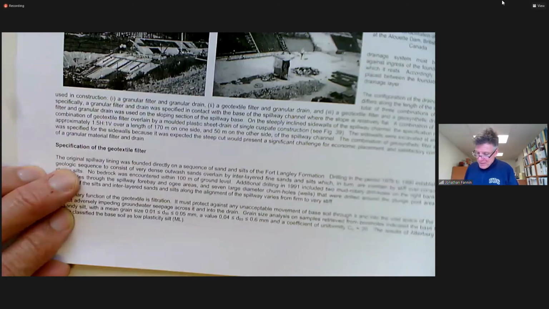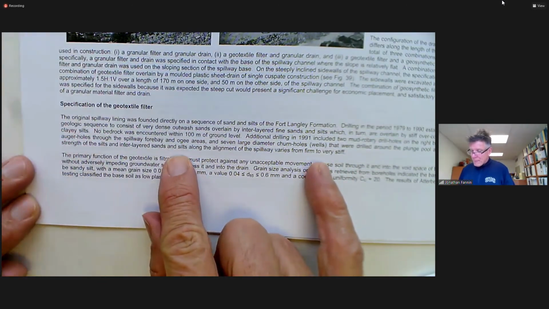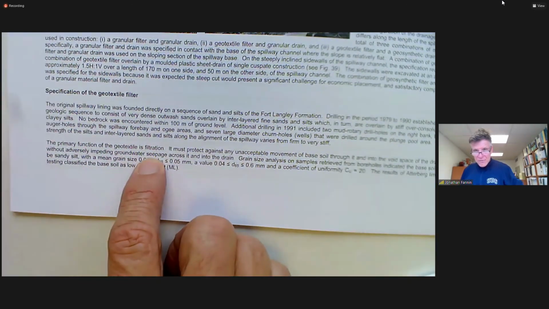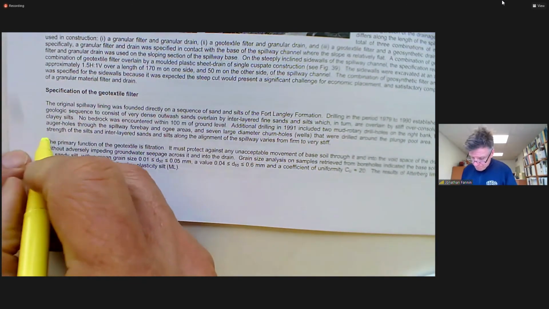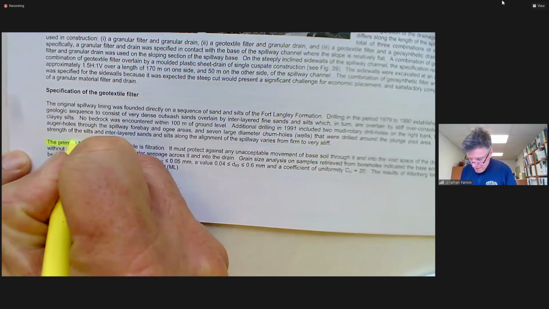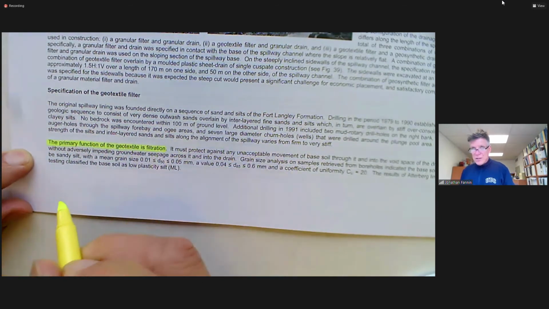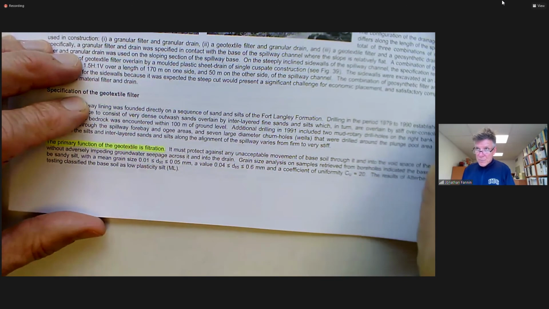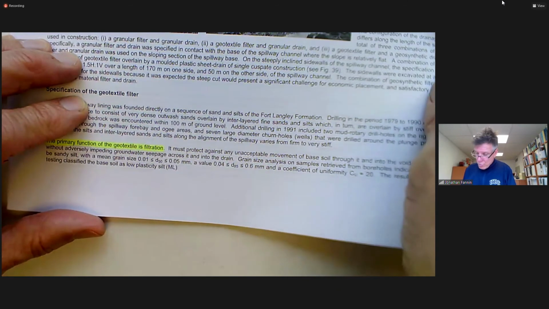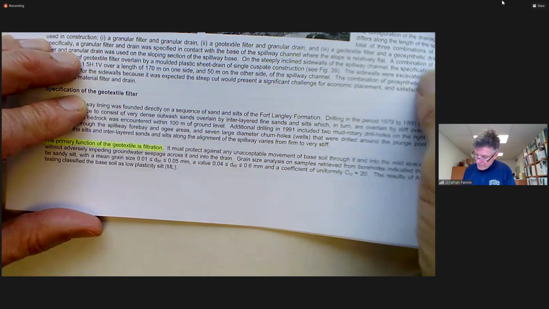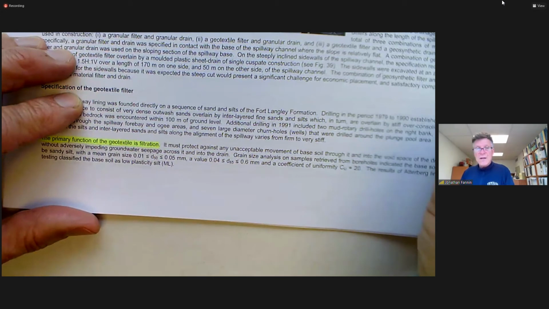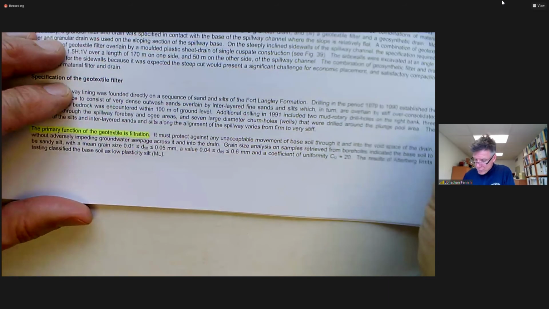Now, the specification of the geotextile. Okay. Primary function, filtration. So we've got to specify a geotextile filter. All right. And we have some grain size information from boreholes, grain size analysis on samples retrieved from boreholes.